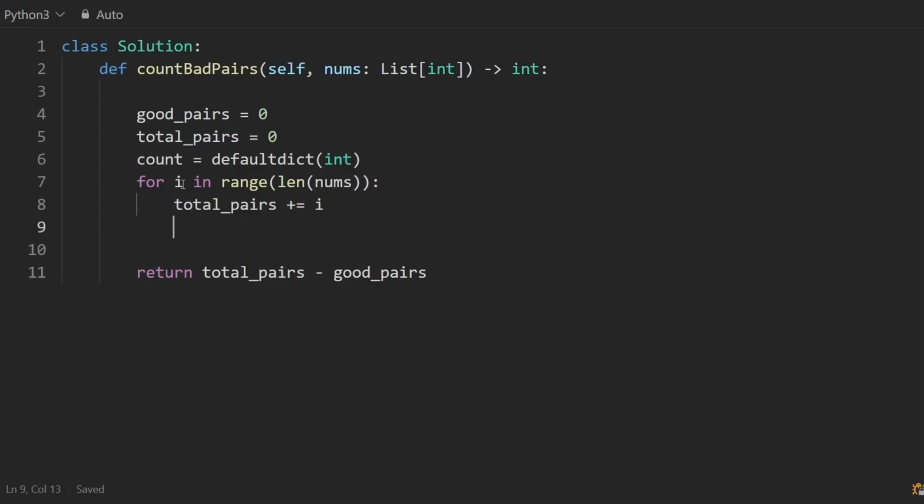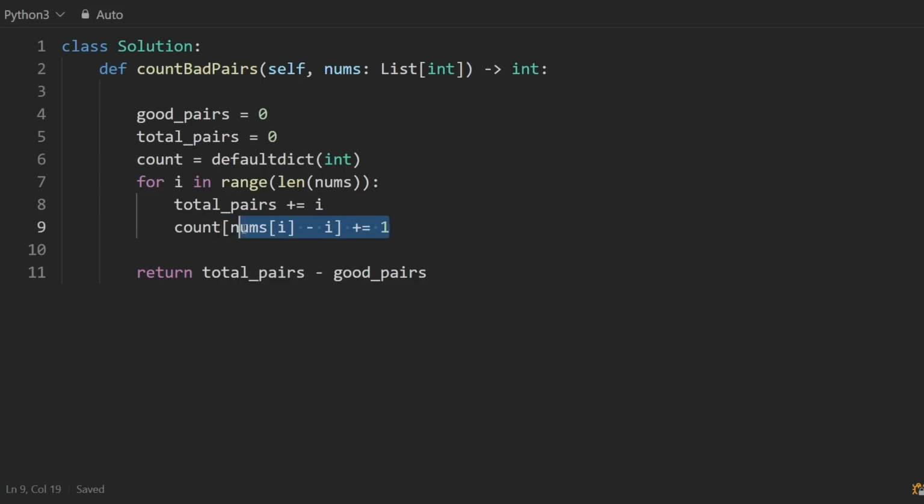For this value i, the value at nums of i, we want to find which group it belongs to. And the easiest calculation to do that is to take the number and subtract from it i. So this will put it into a unique group. And so we want to take the count of that, and we want to increment it by 1. So count of this, add to it 1.